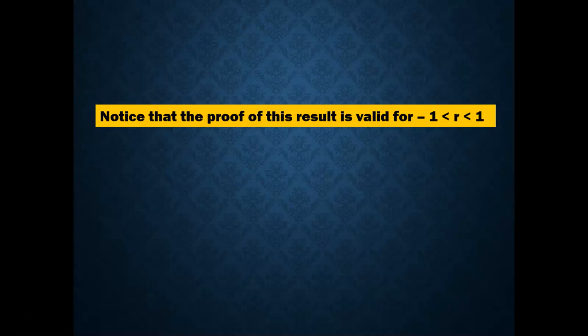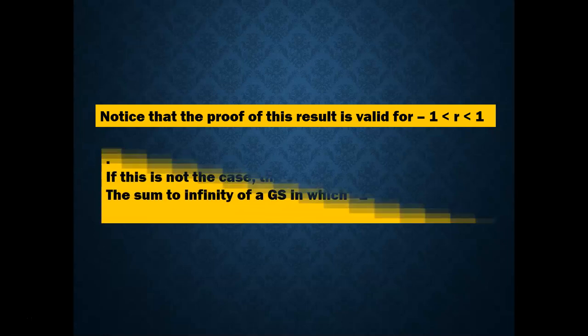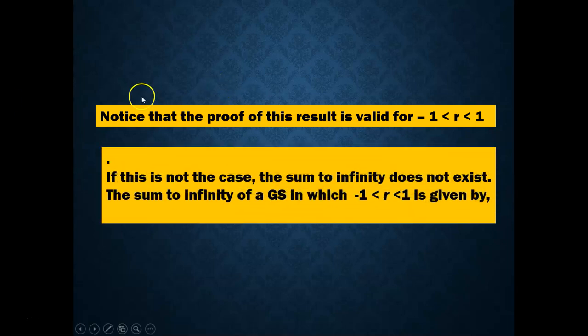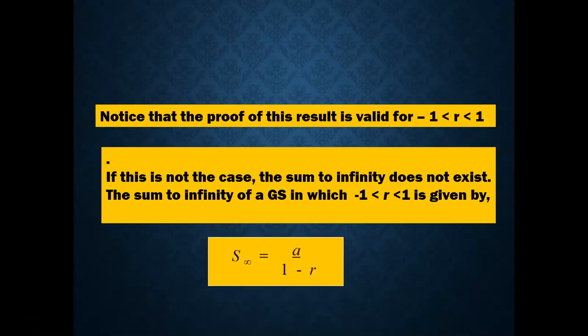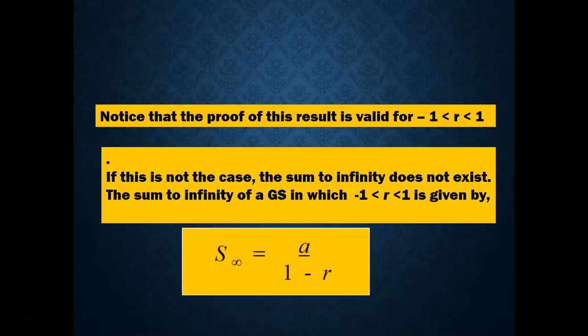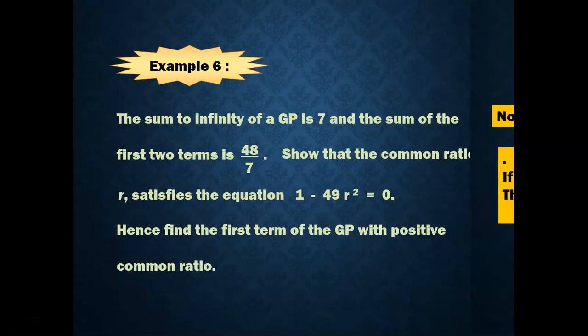So notice that the proof of this result is valid for r less than 1 and more than negative 1 only. If this is not the case, that means your r is more than 1, then the sum to infinity does not exist. So the sum to infinity of a geometric sequence, if your common ratio is less than 1 and more than negative 1, is always and always and always given by a over 1 minus r. If it is more than 1, it does not exist.